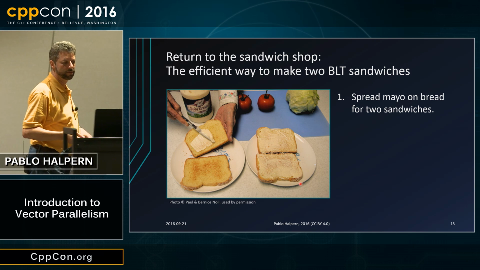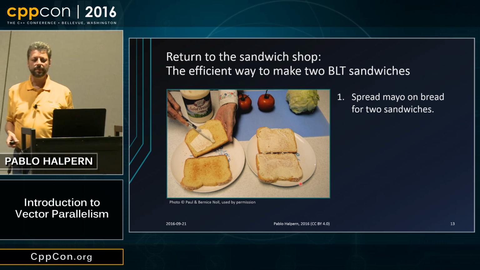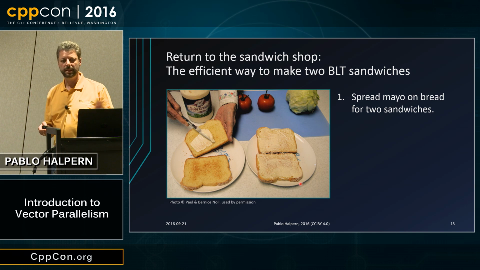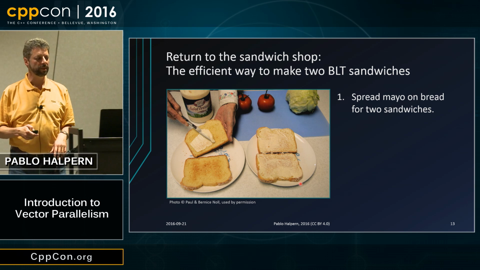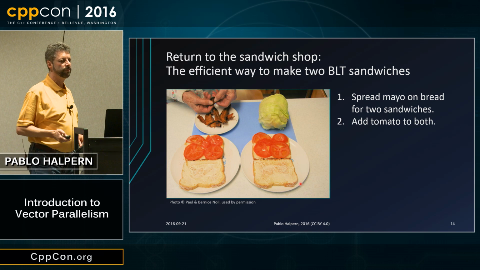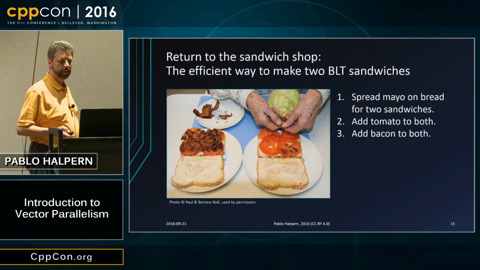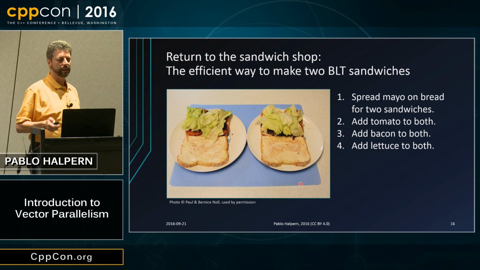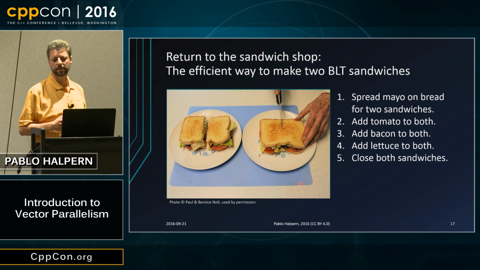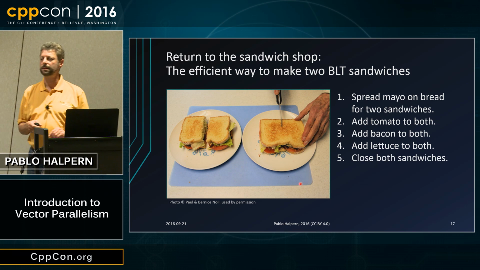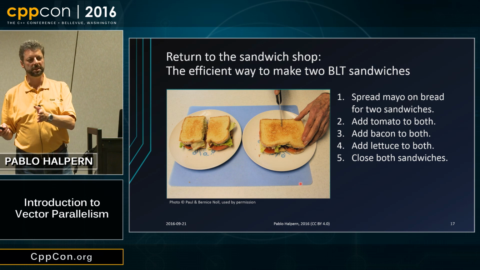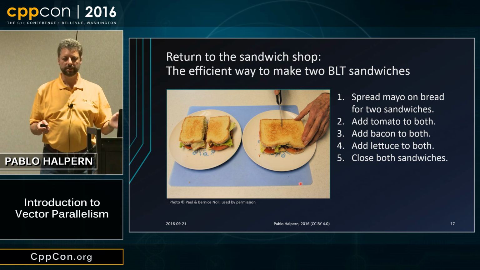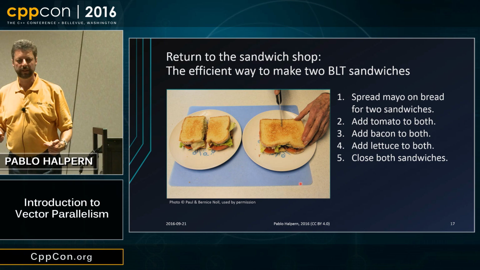So we have one person. Now let's make 2 identical sandwiches, right? And we're making a BLT, a bacon, lettuce, and tomato sandwich. So we spread mayo on both slices of bread, and we add tomato to both of them, and we add bacon to both of them, and we add lettuce to both of them, and then we close them both, and we're done. 5 steps, and we've made 2 sandwiches. Pretty good. If you're making only one sandwich, it would take about as long, right? Because you still have to do the same 5 steps.